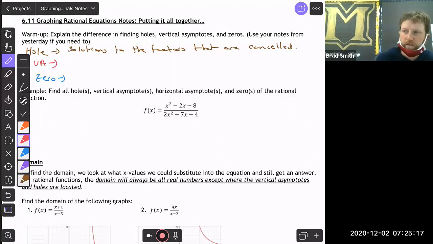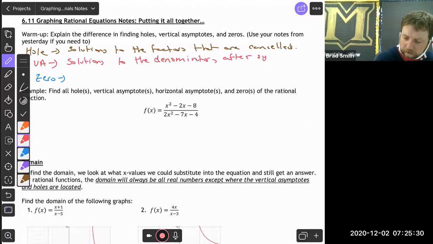Vertical asymptotes are solutions to the denominator. And this is always after simplifying. That is not how you spell simplifying. That is how you spell simplifying. And then the zeros are the solutions to the numerator, or the top.